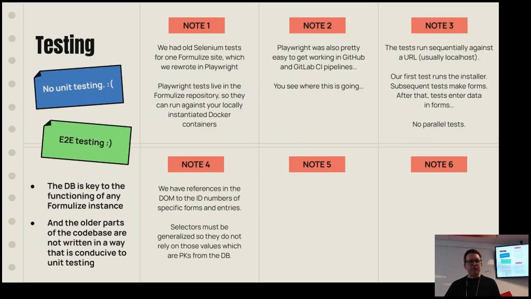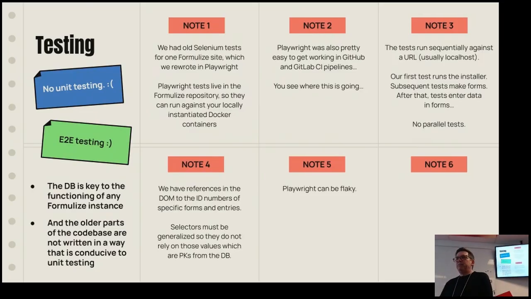And this is the subtle part. We have references in the DOM to the ID numbers of specific forms and entries. So the selectors in the Playwright, for those of you who don't know Playwright or Selenium, this is basically JavaScript interacting with your UI, simulating what a person would do. So there's selectors for things in the DOM, but we have to make sure they're generalized, because when you're running the tests you don't know what the internal ID numbers are going to be. And I got some examples of that after this.